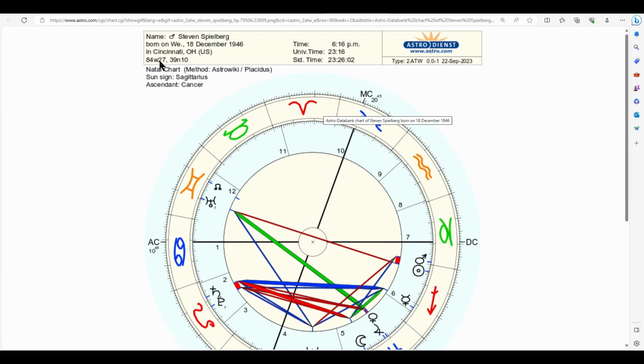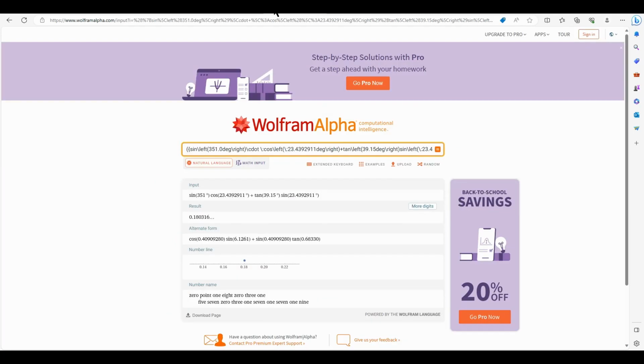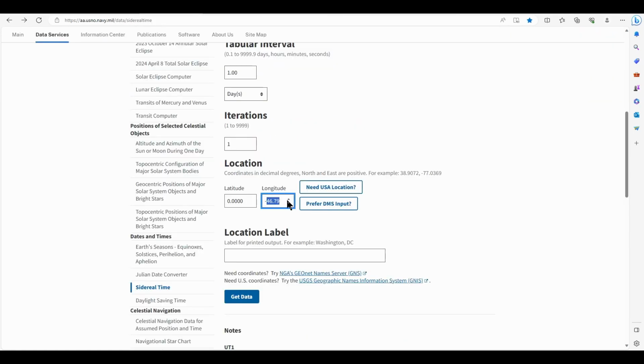So 27 is pretty much close to 30. And we know the minutes go from 0 to 60. So 30 is like in decimals, it's 0.5. So it's pretty much close. So we can round up to 84.5 and put in there. So let's say 84.5.